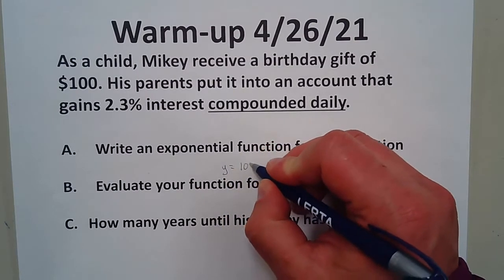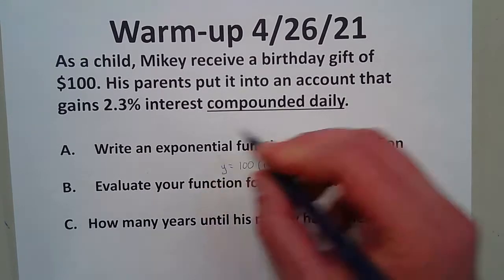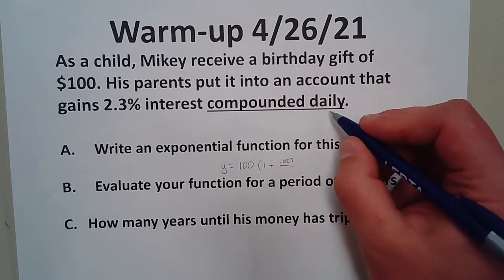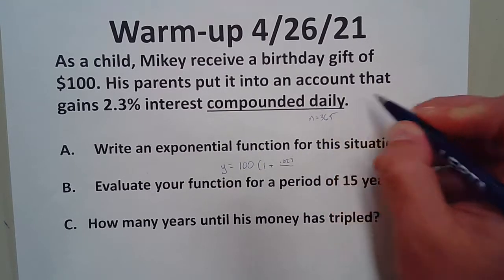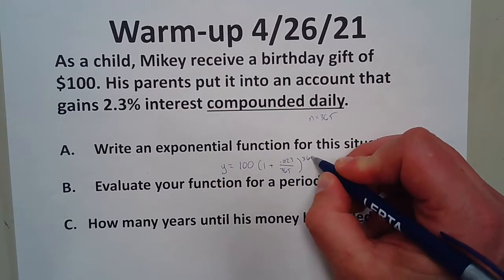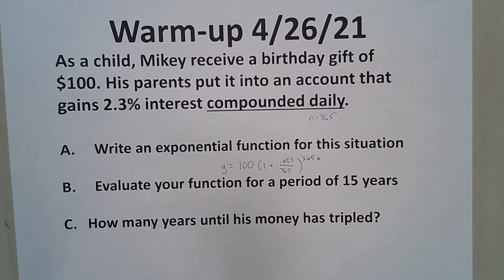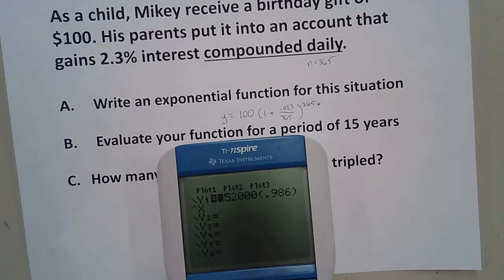So starting or principal amount of $100, 1 plus the interest rate, which would be 0.023, over the n value, the number of times, which daily would be 365, and then to the 365 times x, and we could put in whatever year we wanted in there, which is then going to let us answer part B, which we're going to just go look up for 15 years. So I'm going to go ahead and enter this in a calculator.